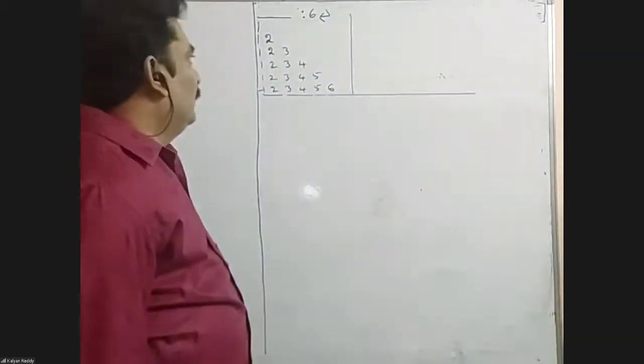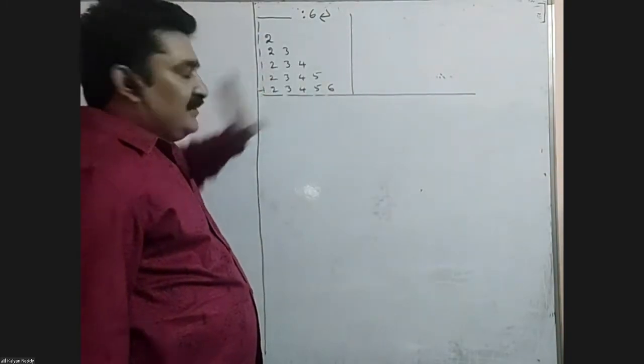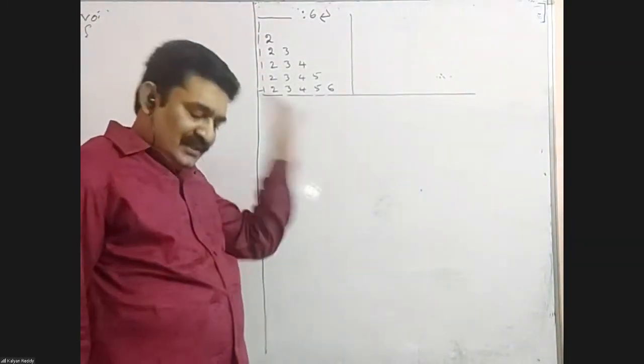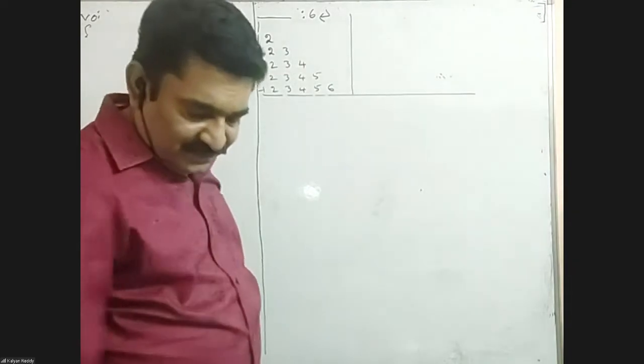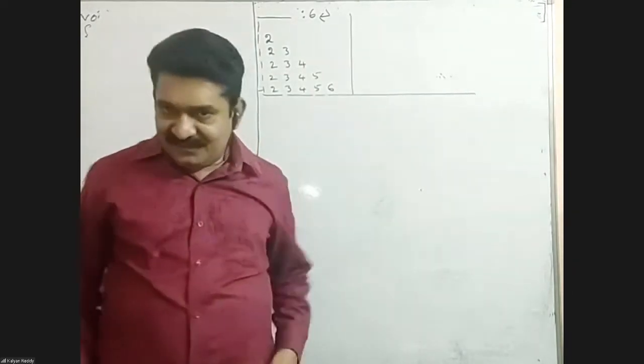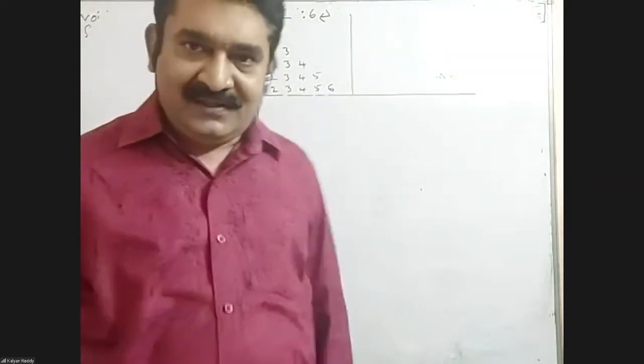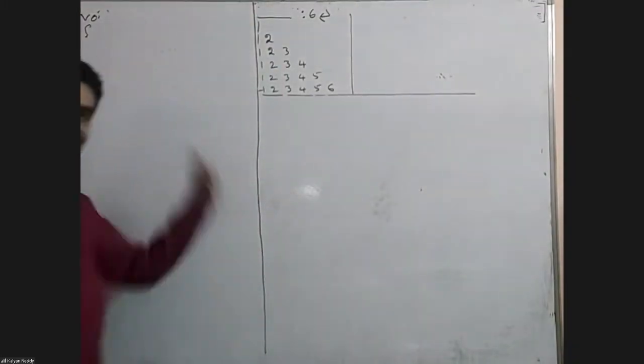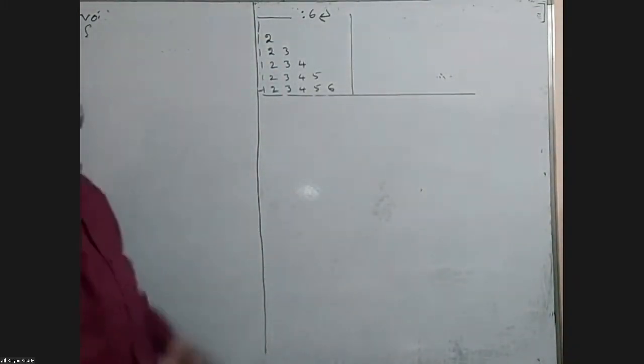Now, if the input number is 6, 6 lines are required like this. Okay, this is the task. As I mentioned before, first step, understand the task. Next, approach. Next, logic construction. Next, code construction. Next, go to the system.